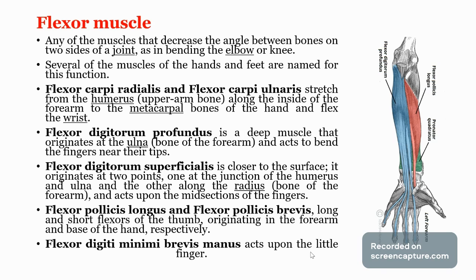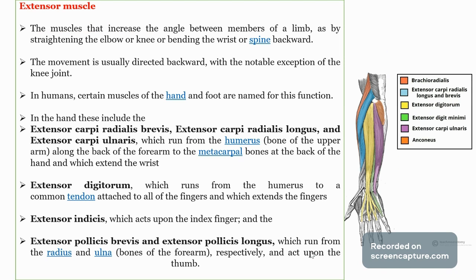As far as the names are concerned, the names of the muscles are given as per their position nearing the skeleton. So they help in reducing the angle between two nearest bones or in between the joint also. The second type is extensor muscles. These extensor muscles are, of course, working exactly opposite to the flexor muscles. They are increasing the angle between the members of a limb or a joint.